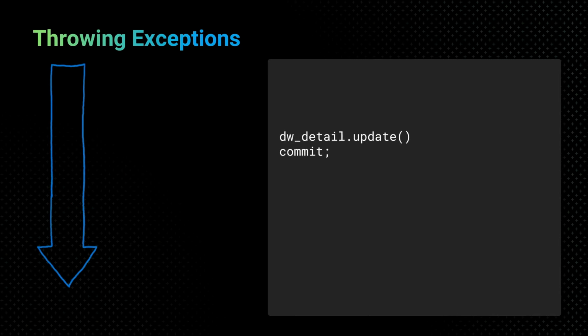So let's assume you have this code snippet somewhere in your code base. So you have a data window where you call an update, and you have a commit. On the left side, this picture is there to visualize the code flow, so it goes from top to bottom.